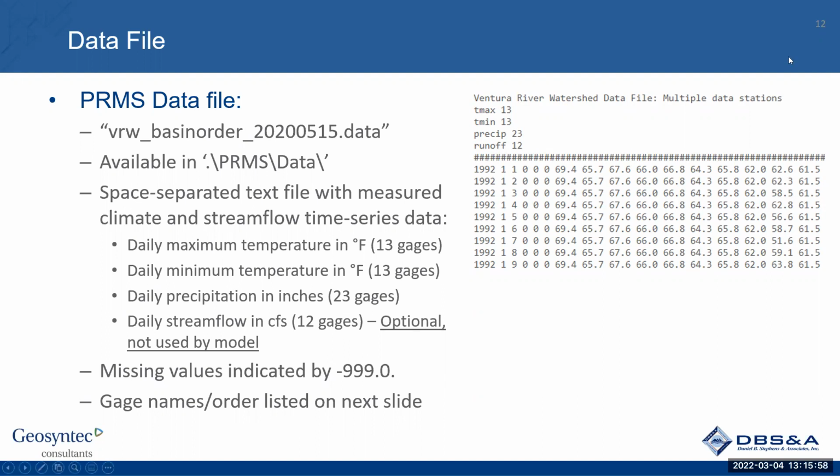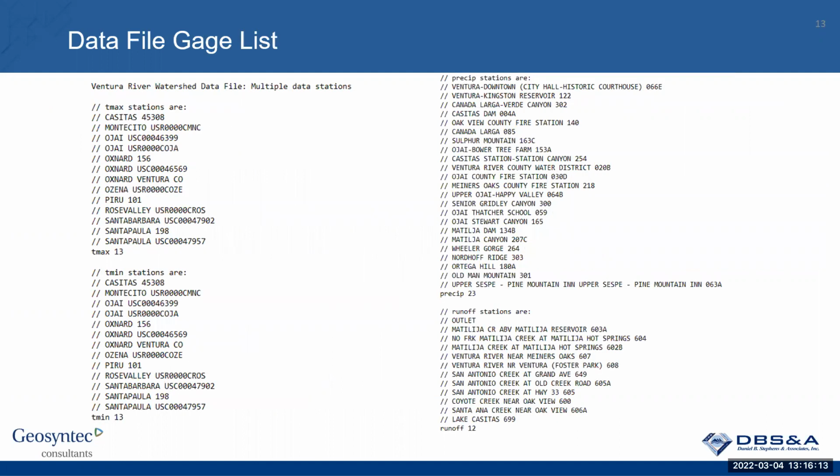So the data file indicates how many gauges there are for each input type. But if you want to know what those are and what the order in that file is, you can go to the next slide here, and this lists all the gauges that were used. So the 13 maximum temperature gauges and the 13 minimum temperature gauges, these are both the same, they're just repeated. And the 23 precipitation gauges and the 12 runoff gauges.